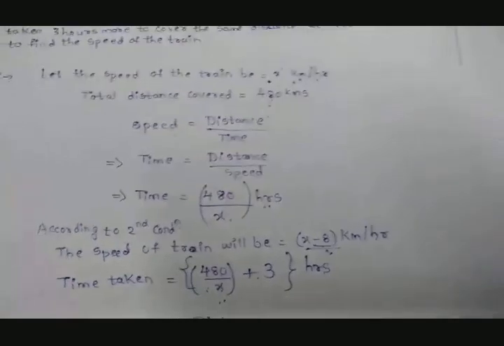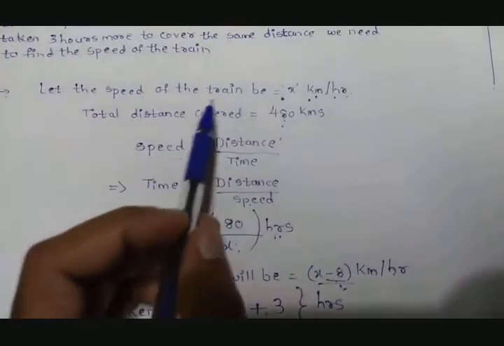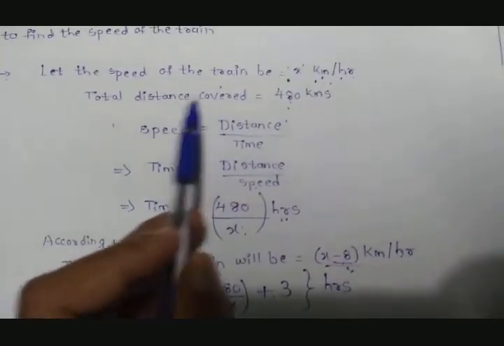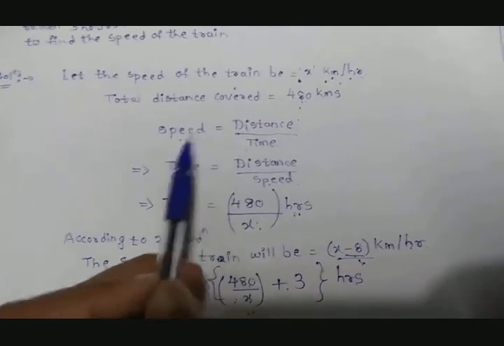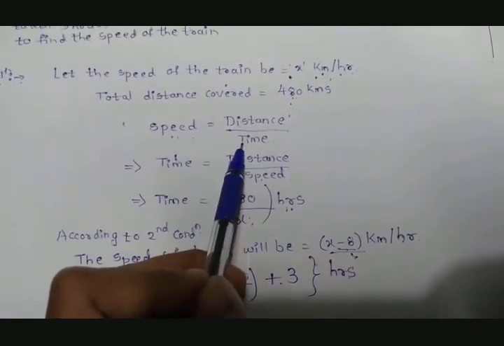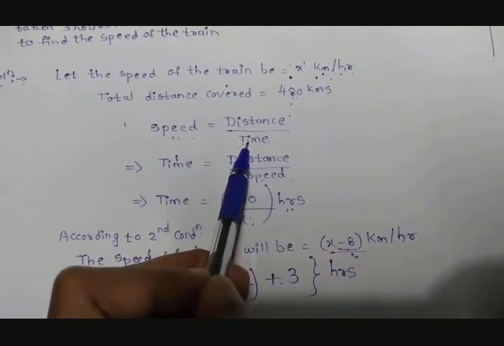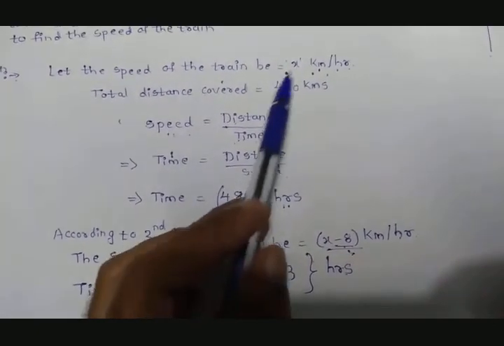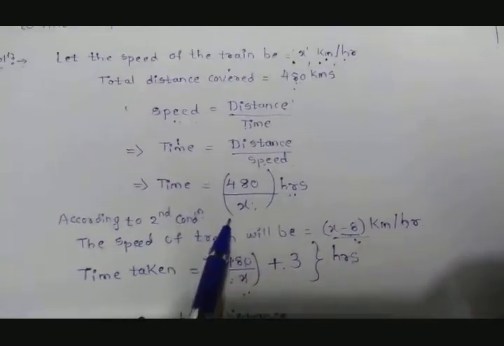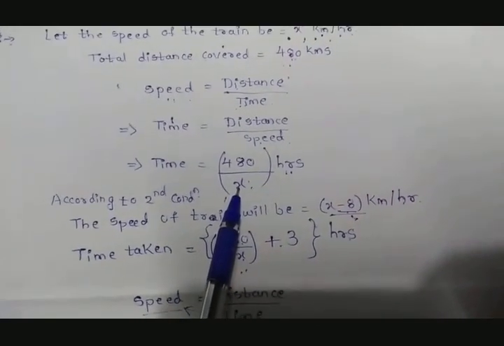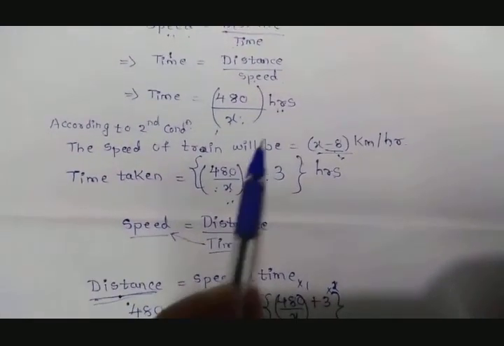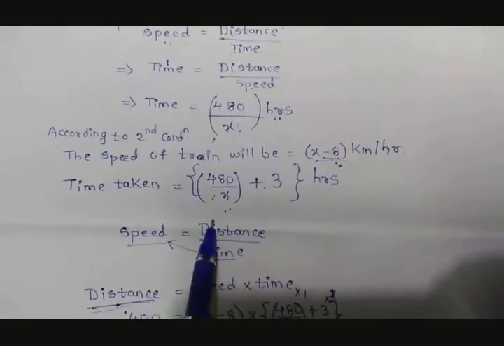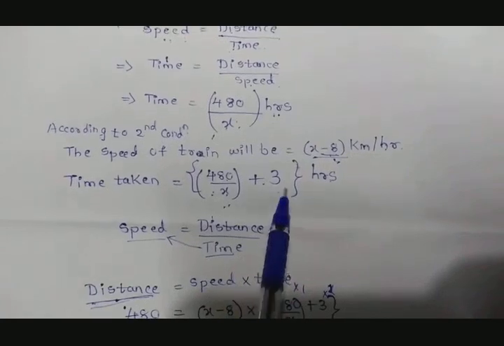Okay, just see once again I will explain. First we took, let the speed of the train be equal to x kilometers per hour, then the total distance covered which is given, which is 480 kilometers. So the formula we used is speed is equals to distance by time. We found what was the time taken by the train to travel 480 kilometers at a speed of x kilometer per hour. It comes out to be 480 by x hours. And according to the second condition, if the speed of the train was reduced by 8 kilometers, then it would have taken 3 hours more to cover the same distance.